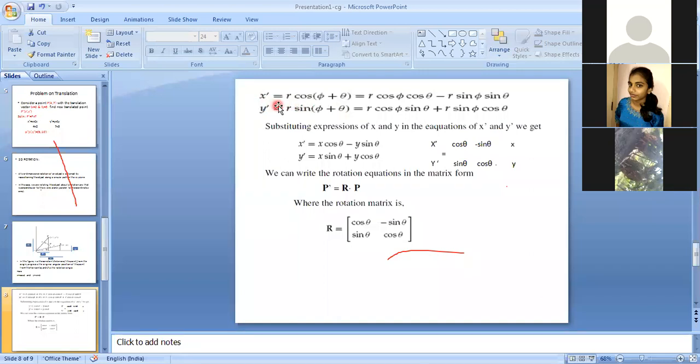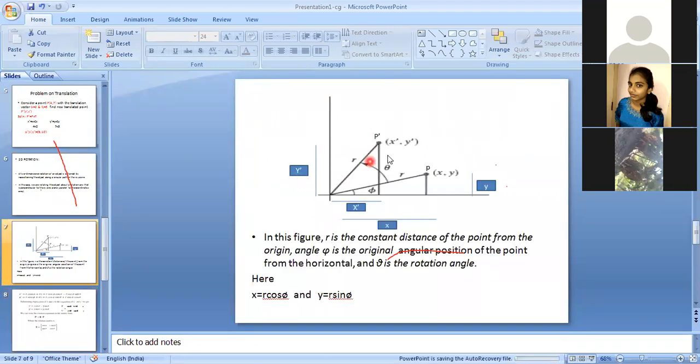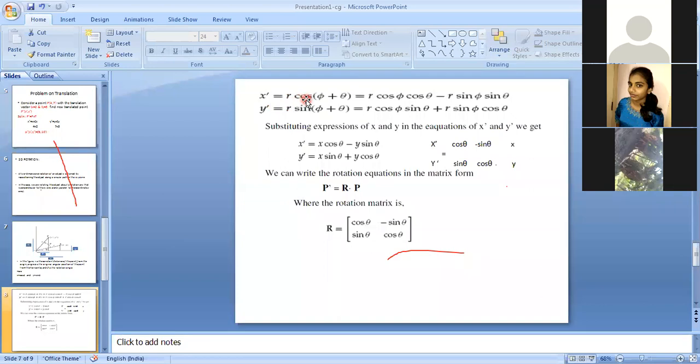Coming to the previous, as we saw for my original point p, x is equal to r cos phi, y is equal to r sin phi. So what are x dash and y dash? X dash and y dash mean this point. I'm taking the complete angle from this horizontal axis, so this becomes phi, and if this angle is theta, this becomes phi plus theta. So x dash is r cos(phi plus theta) and y dash is r sin(phi plus theta).